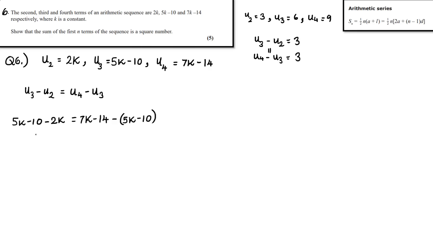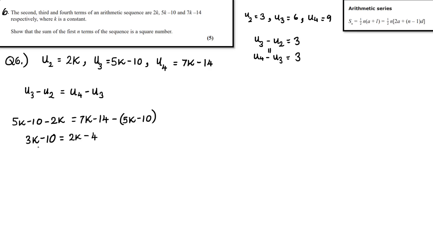Okay, the left hand side simplifies quite nicely. 5k minus 2k gives us 3k, so that's 3k minus 10 on the left hand side. For the right hand side here then, I've got 7k minus 5k, so that would give me 2k. And then we have minus 14 minus 10. So that's just why we're being a little bit cautious here with the bracket. So in that case, minus 14 minus 10 is the same as minus 14 plus 10. So that gives us minus 4.